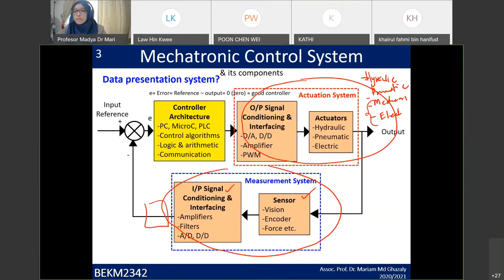And to close up the complete mechatronic control system, you have a closed loop system, a control system. Closed loop system, normally we call it a control system. What it means is that the loop from the starting to the ending is connected. When you have a connected system, it is called a mechatronic control system, which is a closed loop system.